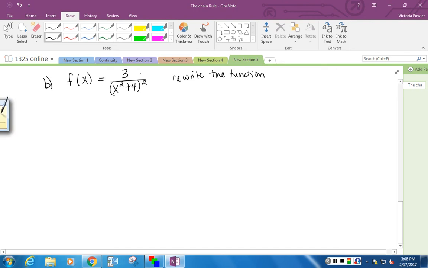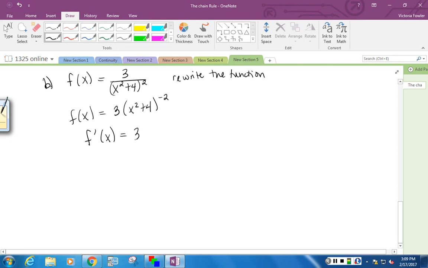So I'm going to rewrite this function f of x, and notice I'm denoting it as f of x because it's just being rewritten. I'm going to say this is 3 times the quantity x squared plus 4, which is raised to the negative 2. So those two things are the same thing. And now if it's rewritten in this manner, I can take the derivative, so f prime of x, and I can use the chain rule. Remember, this constant's just going to hang out, it's going to stay with it.